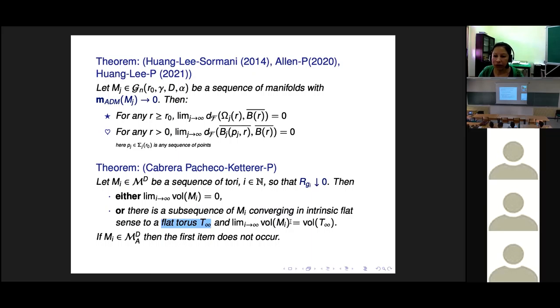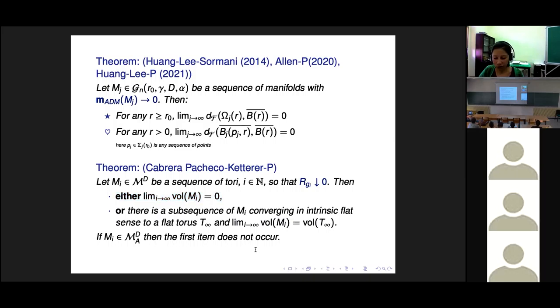And the volumes of the tori converge to the volume of the limit flat torus. And this can be done in any dimension for these tori, dimension higher or equal to 3. But if we are in dimension 3, Christina talked about some condition called MinA, and it's about bounding the volume of minimal surfaces in your manifold. So if you also impose this condition of the MinA bounded below by some positive number, then we actually cannot have this collapsing thing. So you only get sequences that have subsequences that converge.